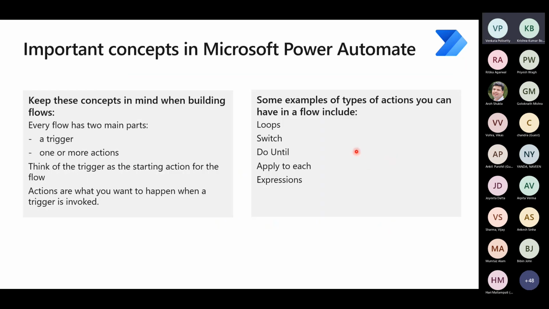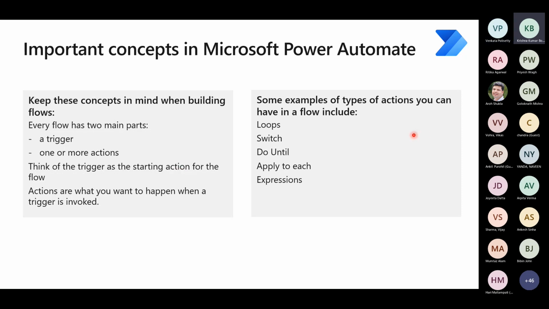There are also important concepts in Microsoft Power Automate. As I said before, every flow has two main parts: a trigger and one or more actions. What is a trigger? It is the starting action for the flow. And what is an action? When a trigger has been invoked, what do I have to do? In the earlier example, the click of a button is the trigger. The action is: if the temperature is 30, send a message saying it is sunny. If it is less than 30, it is cloudy.